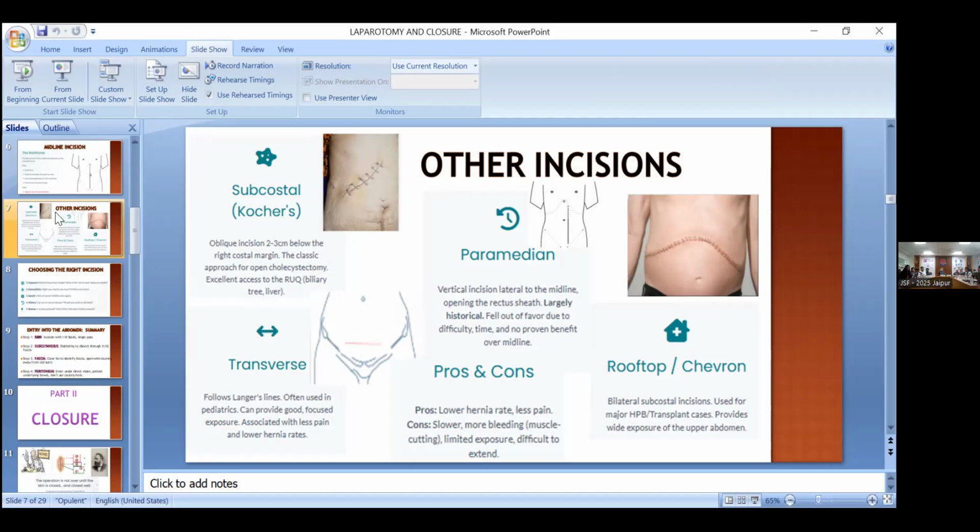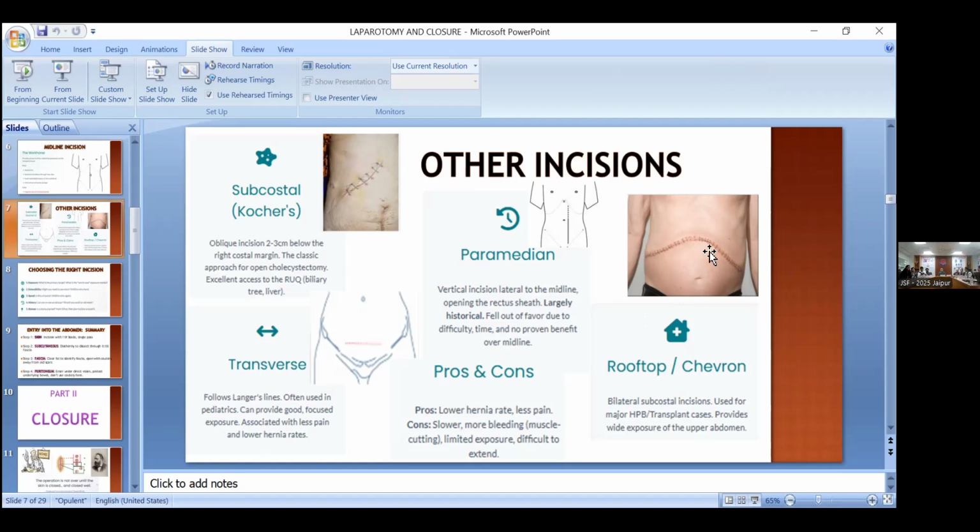So even if we have to convert from a laparoscopic surgery to an open cholecystectomy, the subcostal or Kocher's incision is the preferred incision. If we do a bilateral subcostal incision, that's called the rooftop or the chevron incision.